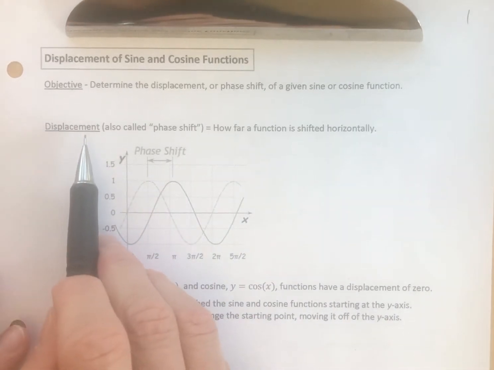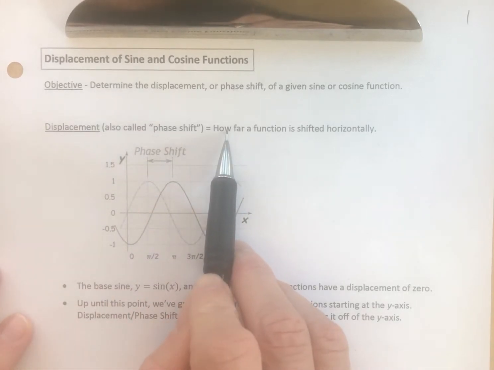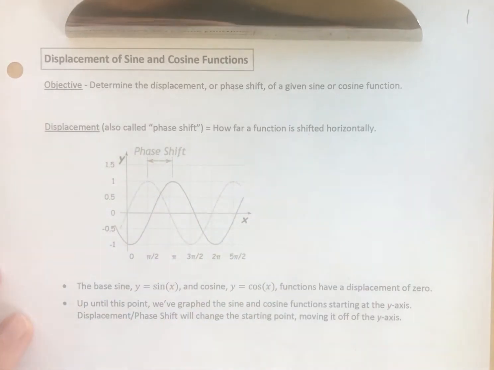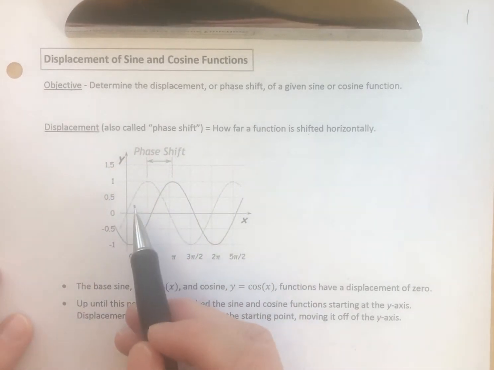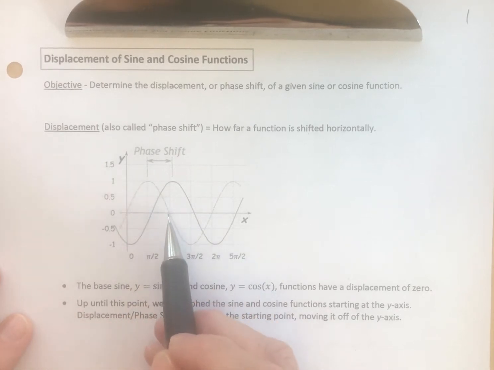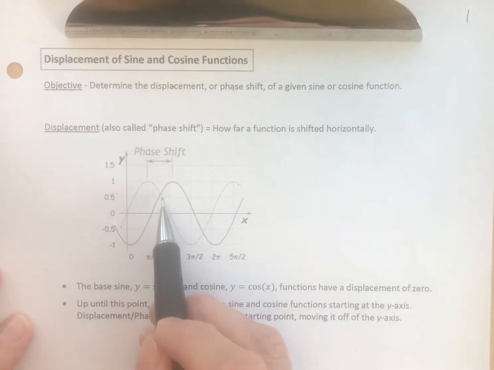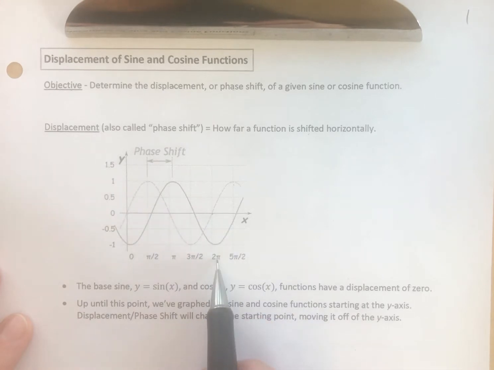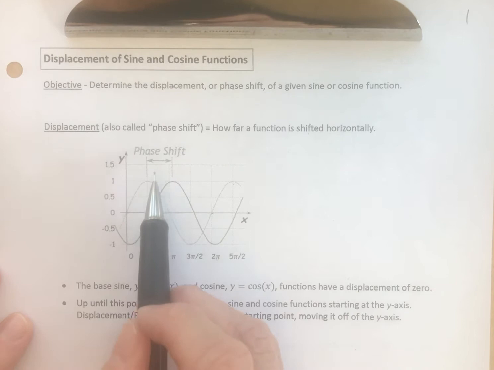Well, let's first define what the word displacement means. Displacement means how far a function is shifted horizontally. And here's an example I found on the internet. If we look at this function that has the dashed line starting at the origin, this is the sine function up to here. From here to here is 1 period, 2 pi. And you'll notice that we took this solid line function and it has been shifted from here to here, and that's called the phase shift.